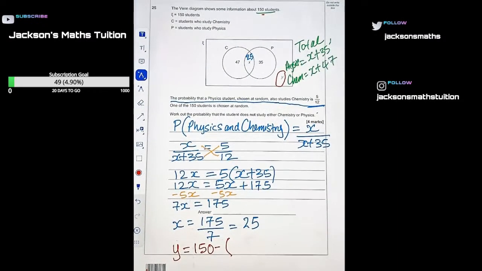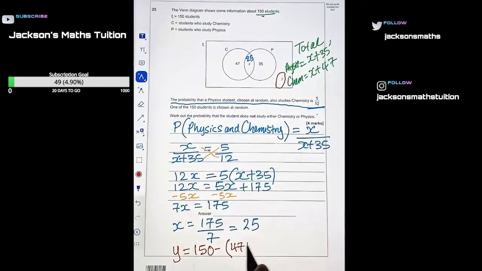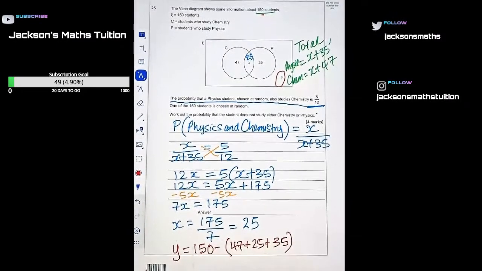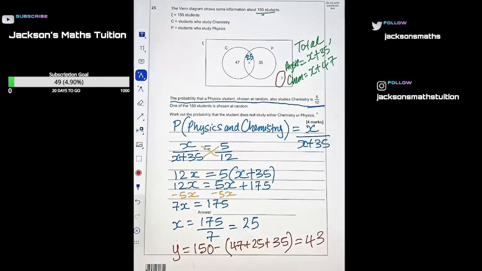47, 25, 35, because we found x to be 25. So add those, 47 plus 25 plus 35. Take them from 150. And then that gives you the number of students who do not study chemistry or physics. And that will give you 43 kids. 43 students who don't study.